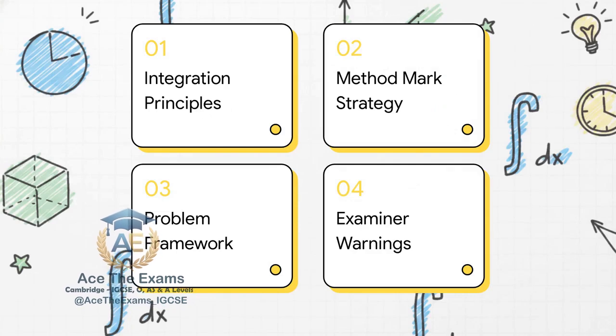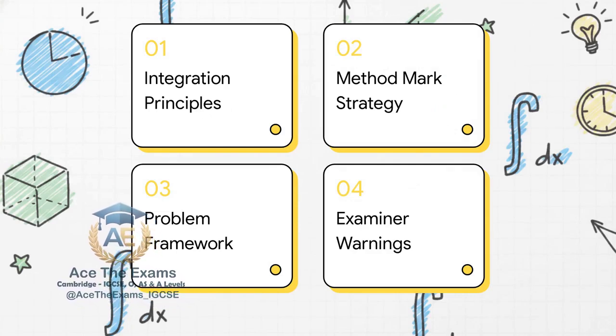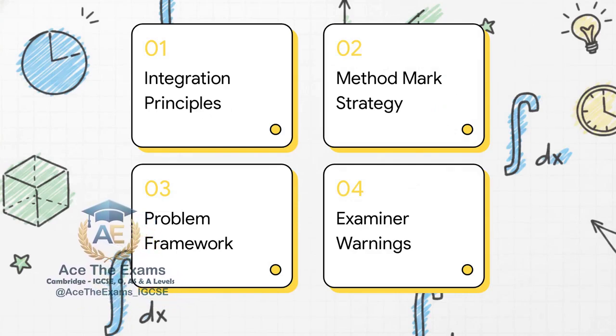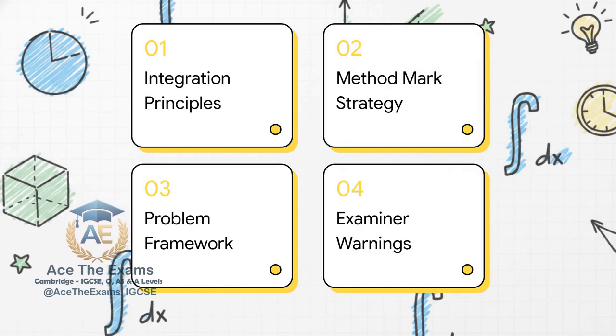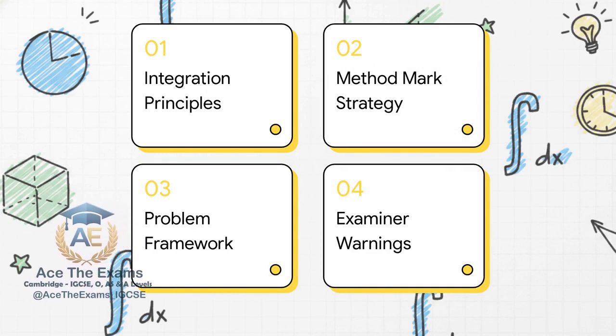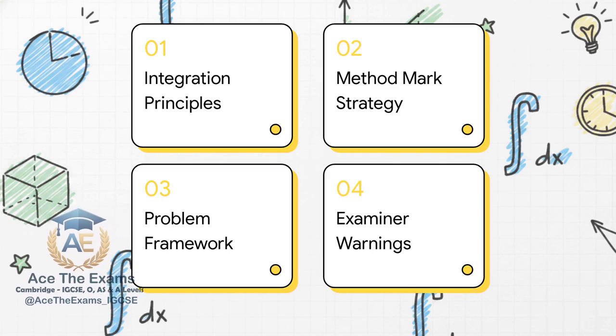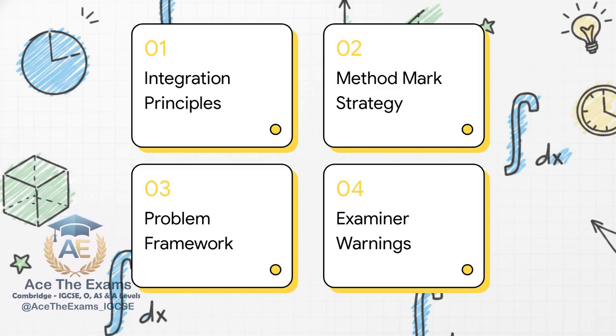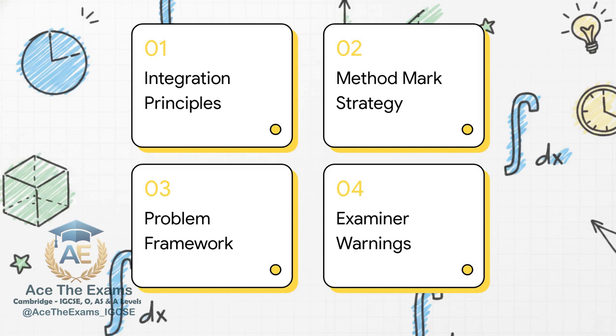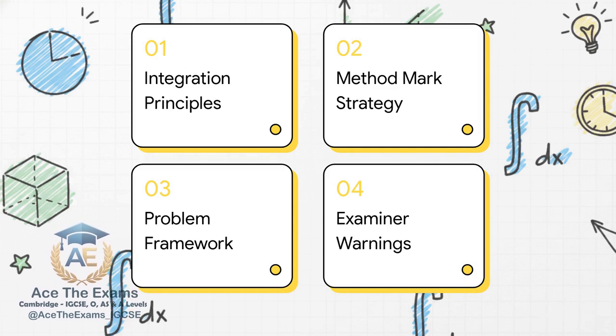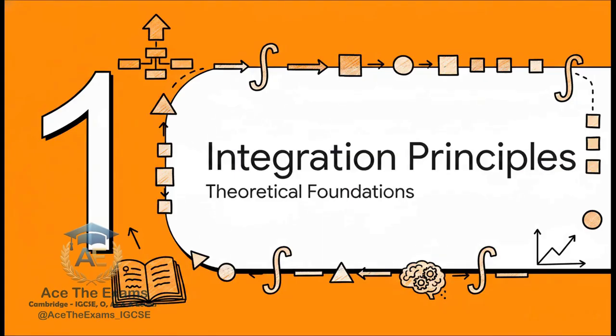So, here is our roadmap for the session. We've got 4 critical phases. First, the core integration principles. Second, the method mark strategy. Third, a universal problem-solving framework. And finally, the top examiner warnings. Let's move. Section 1, Core Integration Principles.